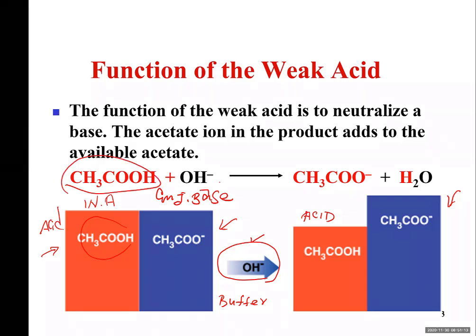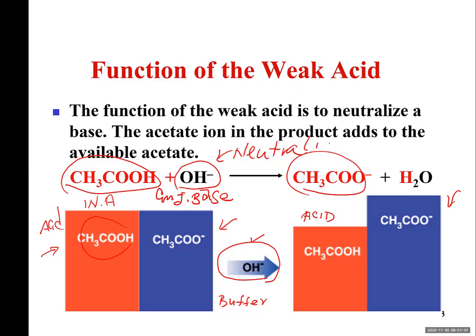Here, this is the acid. We added a drop of OH minus. The acid neutralized the OH minus. It makes some conjugate base. So pH is not changed. Why is pH not changed? Because the OH minus was neutralized. So any incoming base would be neutralized by the acid component.